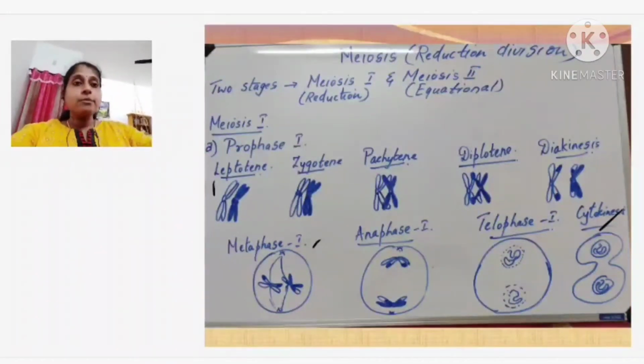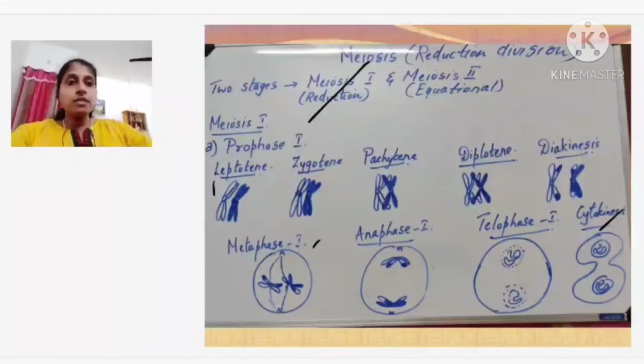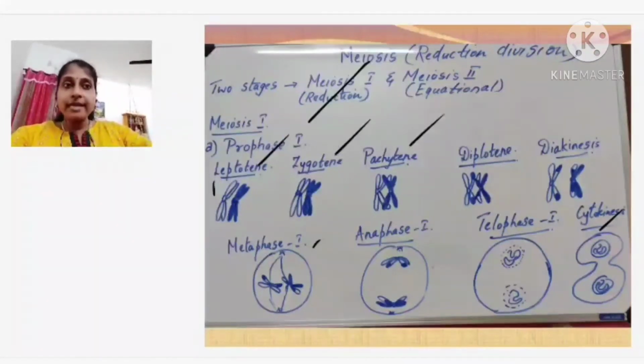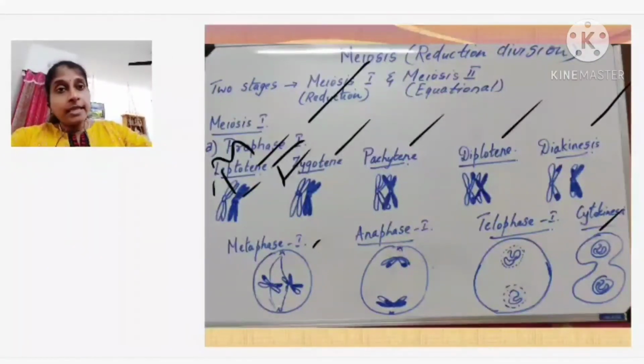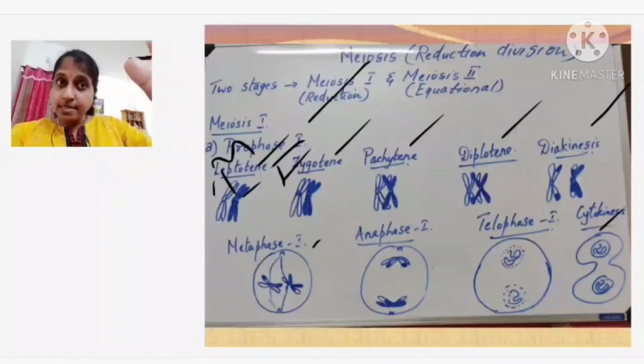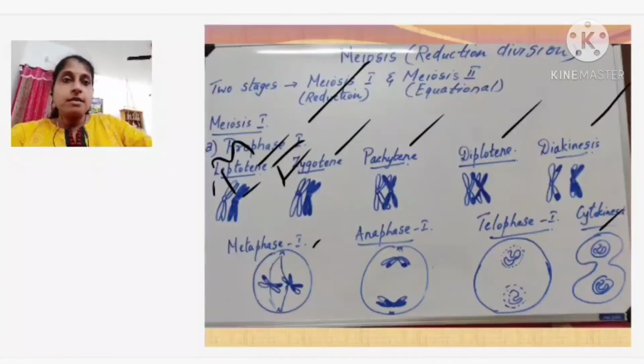Listen very carefully. Prophase 1. So prophase 1 is divided into leptotene, zygotene, pachytene, diplotene and diakinesis. One set is from the mother and another set is from the father. In the S phase, duplicate copies are formed. Like this, how many pairs are there? 23 pairs are there, isn't it? 23 pairs. So this is one pair, like this 23 pairs are there.